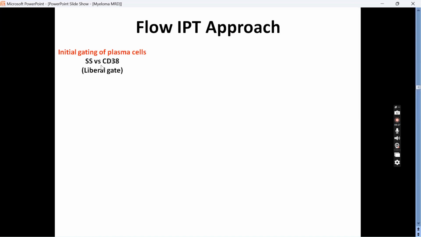The initial gate, as we discussed, is no way different from IPT, the same approach. Initially you gate the plasma cells with respect to side scatter and CD38. You take a very liberal gate, include all the populations which are CD38 bright, as well as try to take some populations which are exhibiting CD38 moderate. So what are the populations which exhibit CD38 in a moderate fashion?